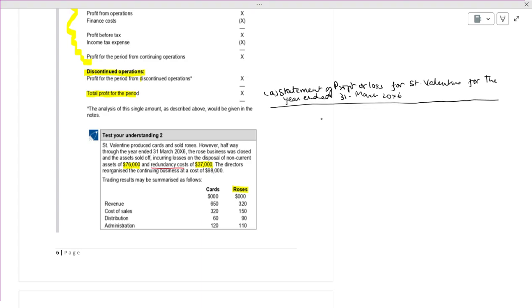Next, you take the particulars. Particulars, amount and amount. Now, first you have to write continuing operations. Underline it. Only we have to take cards. Well, how much is the revenue?